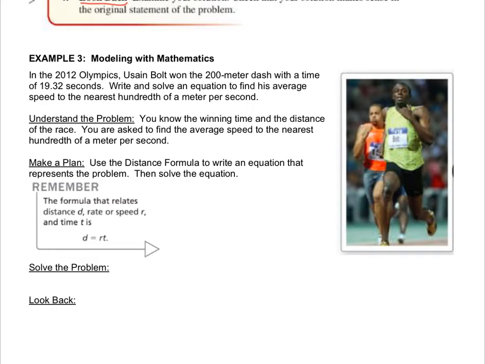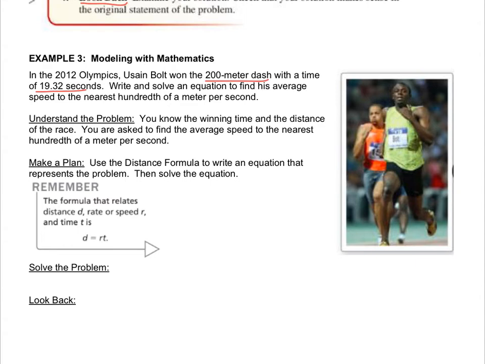They kind of gave us the answers to those questions above. The first thing is we have to know what the question wants. So we know the winning time, we know the distance based on what they gave us in the story, right? 200 meters and 19.32 seconds. And we're asked to find the average speed. So what was his average speed when he was running?